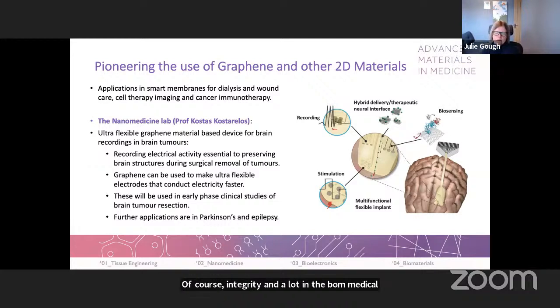So one good example coming out of Kostas Kosterolos' lab, along with colleagues such as David Coop and Rob Wicks and Thomas Kisby, are making flexible graphene devices for brain recordings and helping the surgical removal of brain tumours. So these are really useful devices, and they're going into a first-in-man study as well. Further applications of these are in a variety of things such as Parkinson's disease and epilepsy, for example.